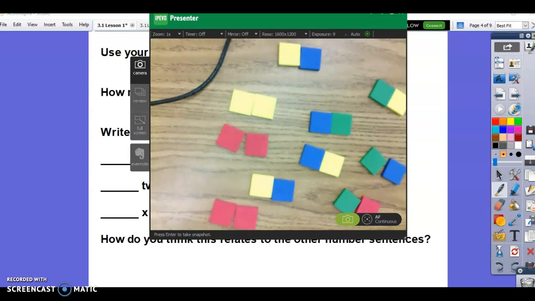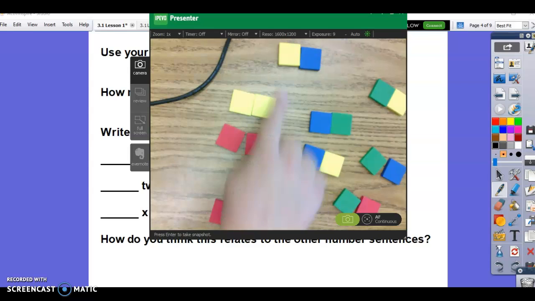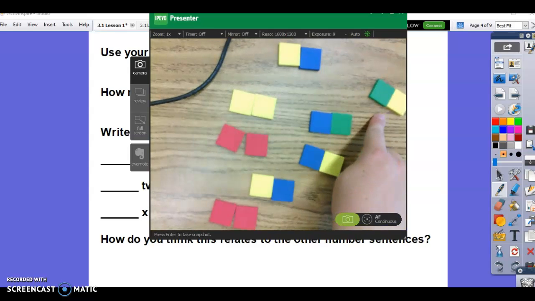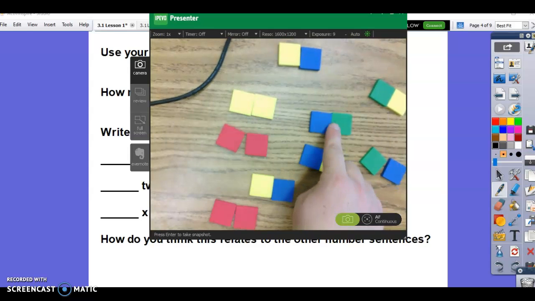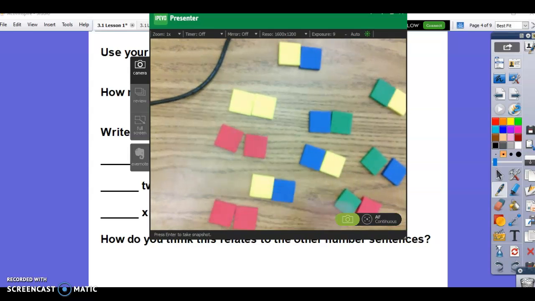So you have 20 counters. Now let's count how many equal groups of 2 that we have. We have 1, 2, 3, 4, 5, 6, 7, 8, 9, 10. Okay? You're going to need to make sure that you keep your equal groups of 2 right there.